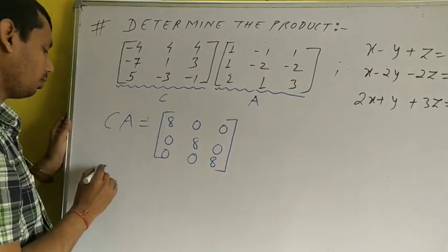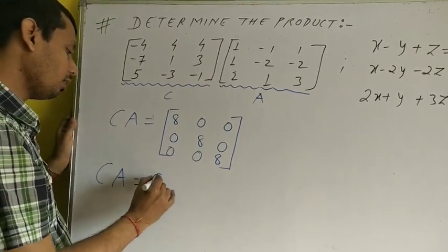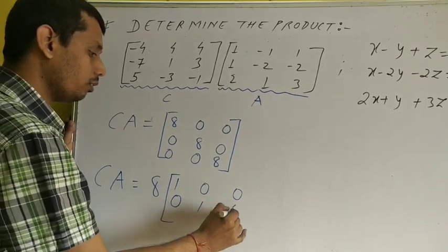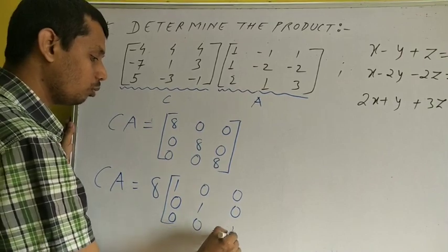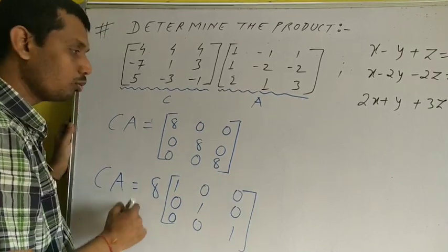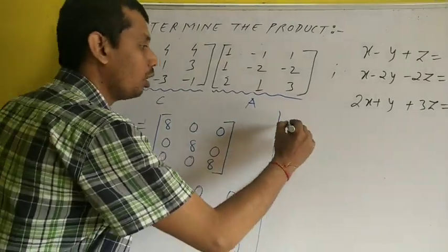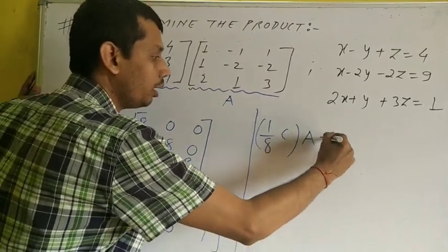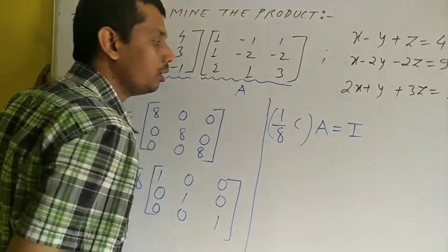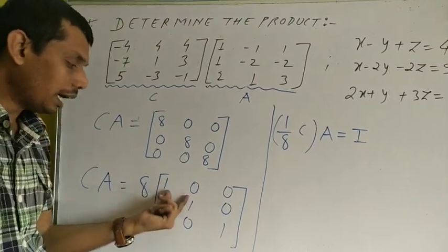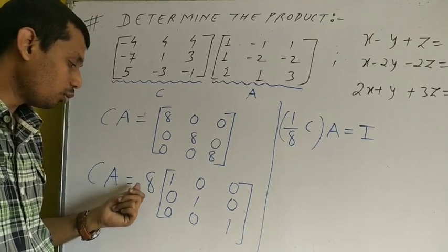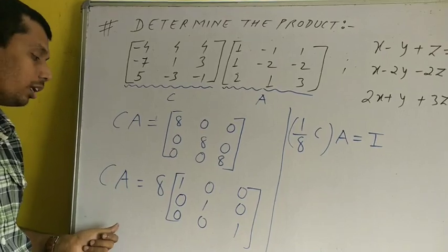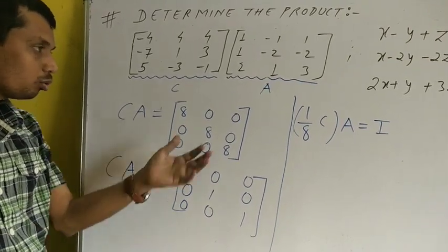Now see, this can be written as CA is equal to the matrix 8, 0, 0; 0, 8, 0; 0, 0, 8. Okay, so CA is equal to 8I, or 1 by 8 C into A is equal to I. This CA is equal to 8I can be written as 1 by 8 CA is equal to I.